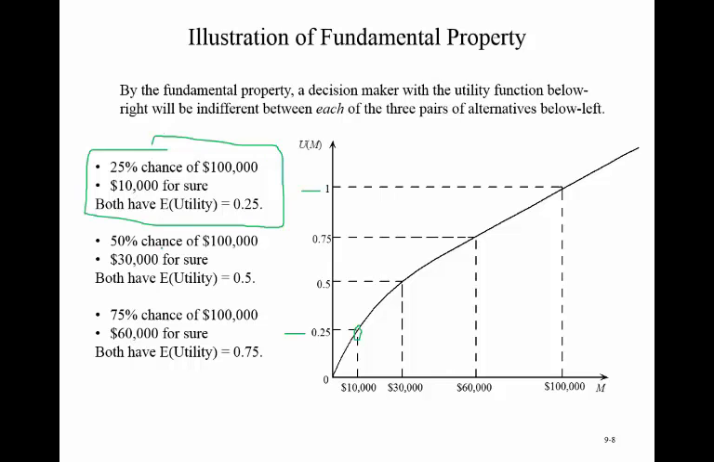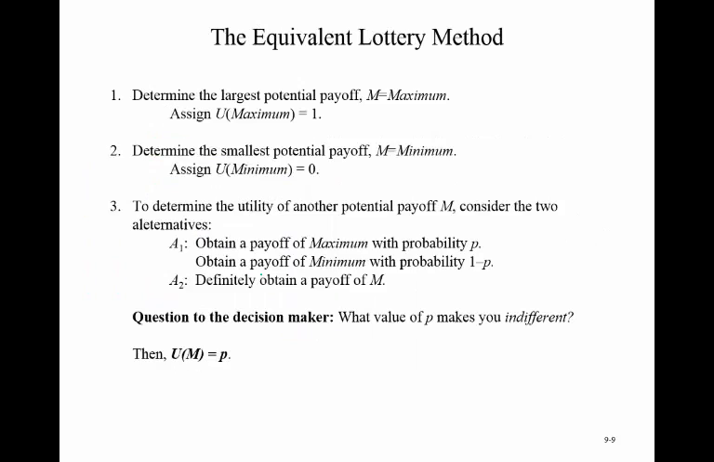And here's another example. A 50% chance of $100,000 is equivalent to, or you're indifferent between that and, a $30,000 for sure. So we're saying you get a certain $30,000 that carries with it a utility value of 0.5, or you've got a 50-50 chance of getting the $100,000. So you've got a 50-50 chance of getting the utility of 1, which has an expected utility of 0.5. So what this is pointing out is, with this particular curve that I'm showing you here, you've got these points of comparison and difference.